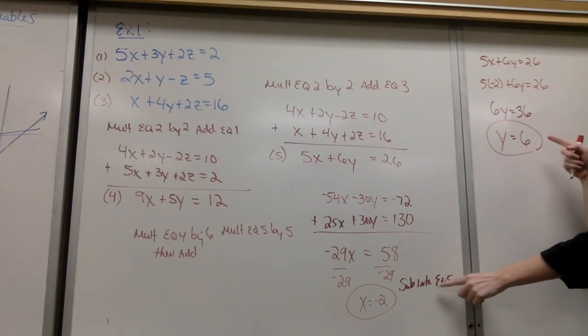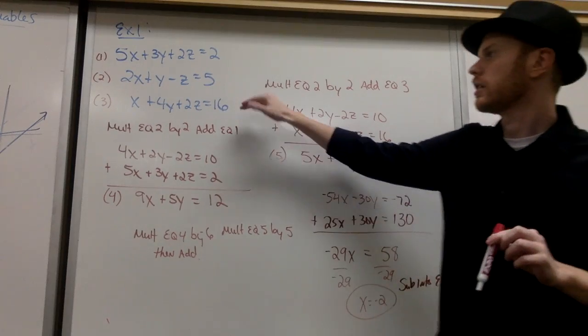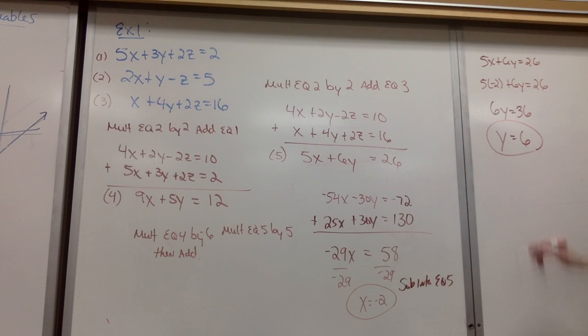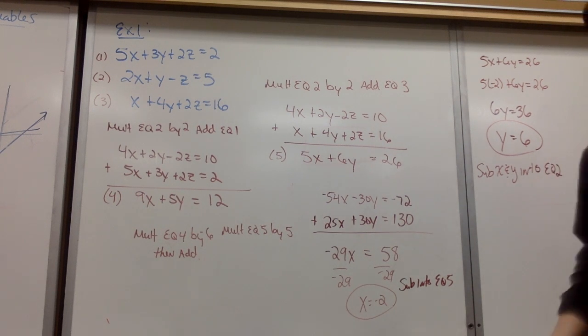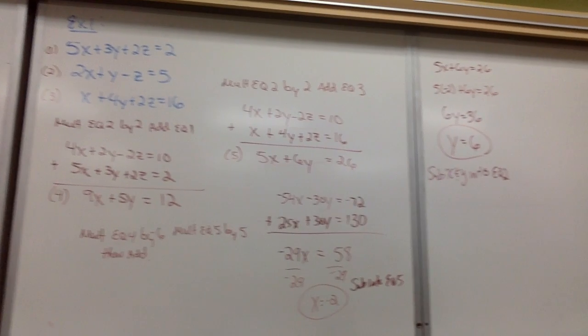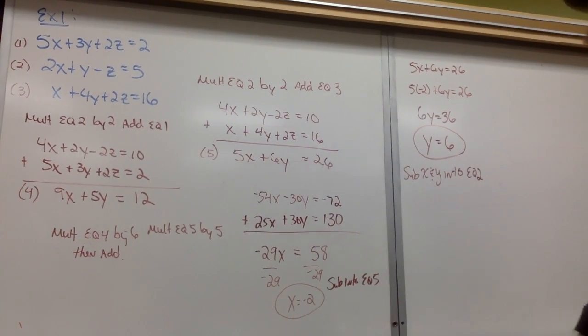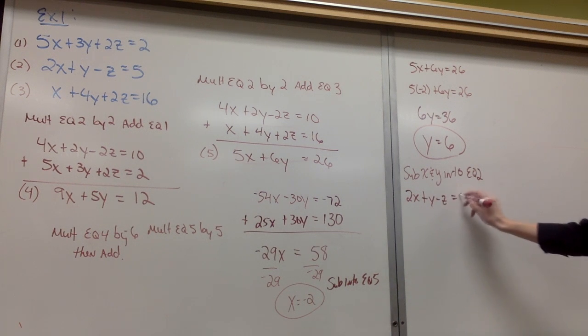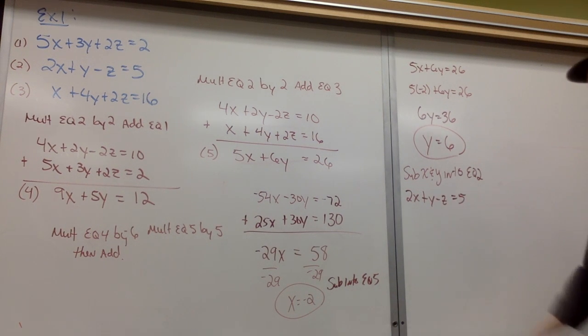So now I'm going to take both of these and substitute them into one of the original equations to figure out what z is, to finalize it. It doesn't really matter. I'm going to sub x and y into, we'll say, equation 2. Okay, we'll do that. So equation 2 is 2x plus y minus z equals 5. Let me go ahead and substitute.